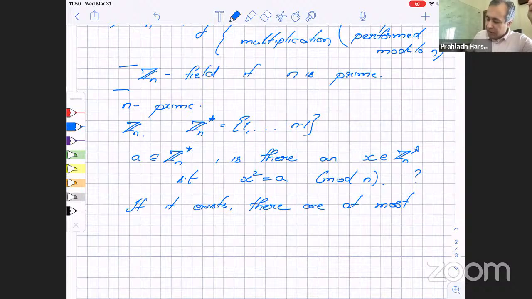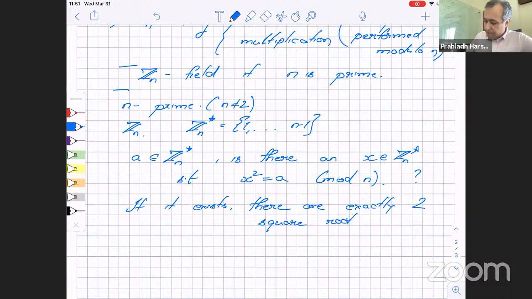So let's also assume n is prime and n is not equal to 2 for now. Let's take off the one special even prime case. Then in fact there are exactly two square roots. Of course, if a is 0, there is one square root and 0 is a repeated root.